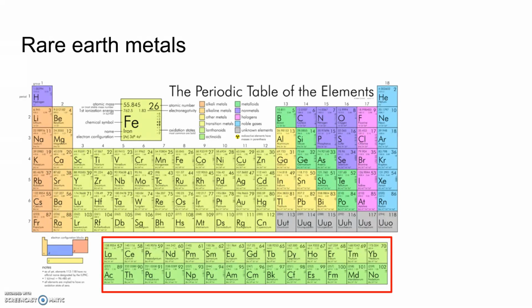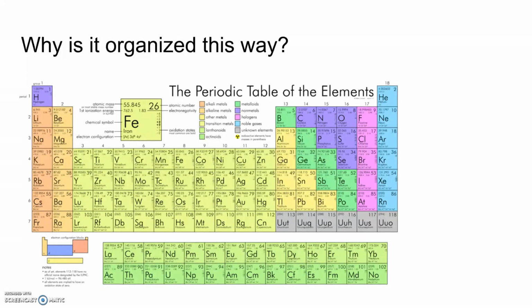All right, the rare earth metals, there's the lanthanides and the actinides. The actinides are really cool because radioactive elements are found in the actinides. And then the lanthanides are interesting basically because they all end up having the same charge as an ion. Kind of cool. All right, so let's think about why it's organized this way.